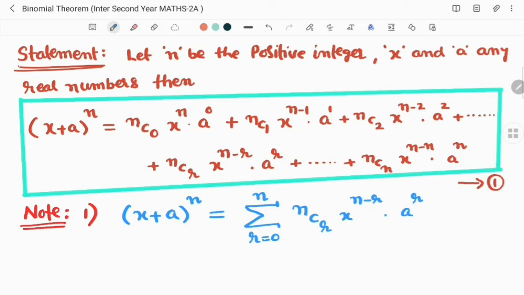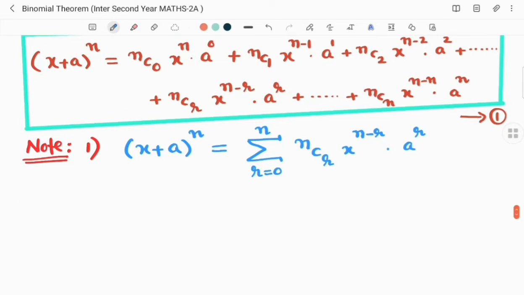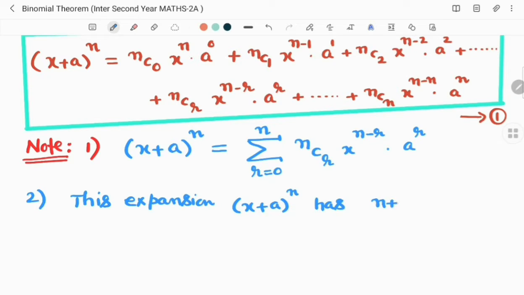So (x + a)^n is equal to sigma r equals 0 to n nCr x^(n-r) a^r. The point number 2: this expansion, (x + a)^n, has n plus 1 terms. Even this we discussed.